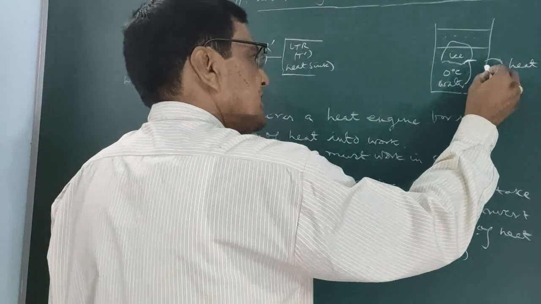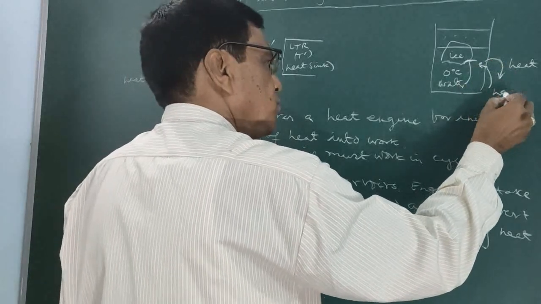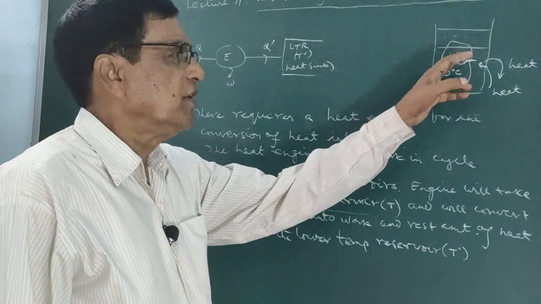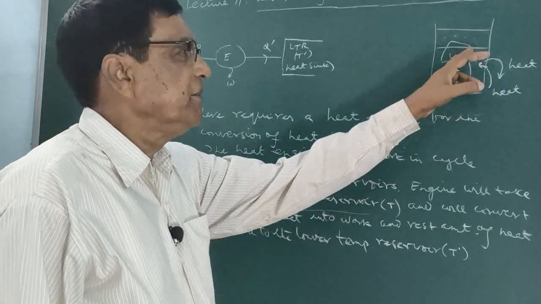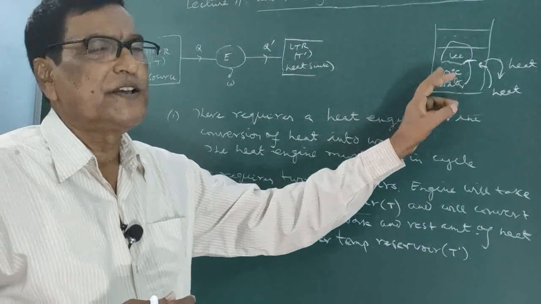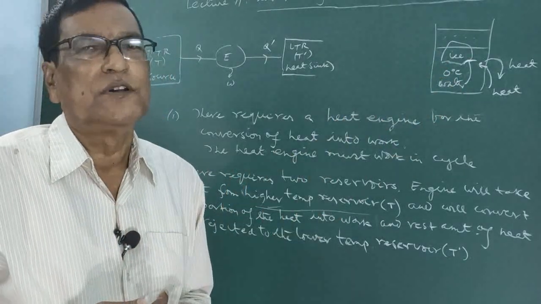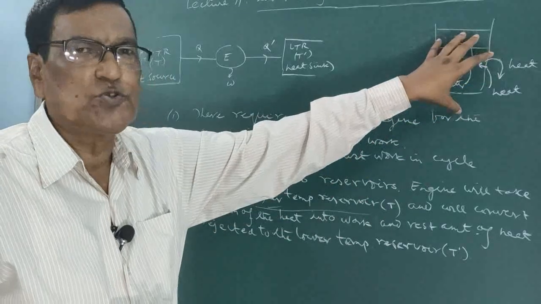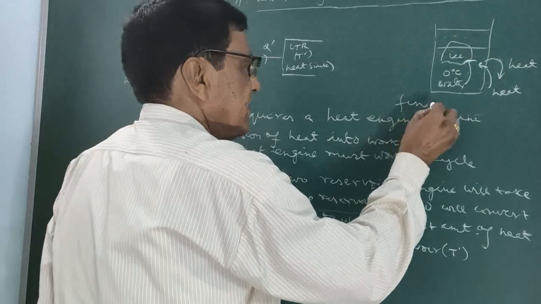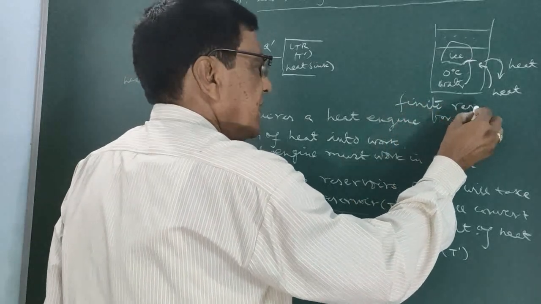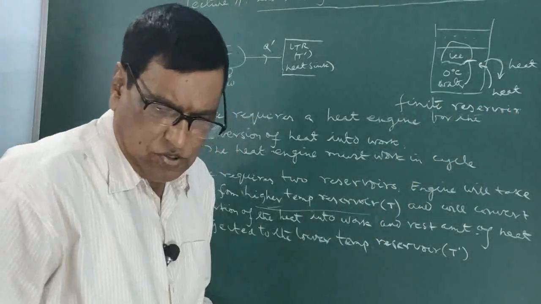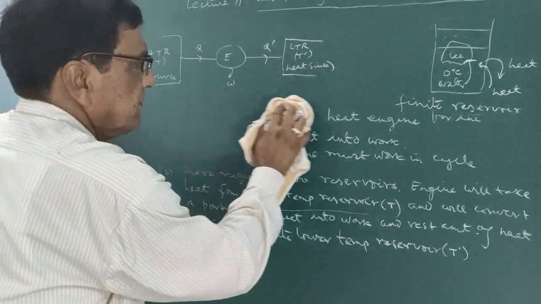If we supply this heat to this system, then also some ice will be converted into water and temperature remains fixed. There will be no change of temperature so long water and ice remain in equilibrium with its vapor. So this is also, you can say, the finite reservoir. So now this is the engine.